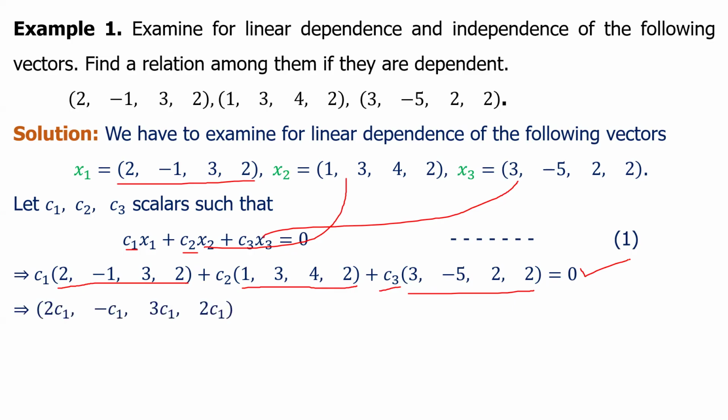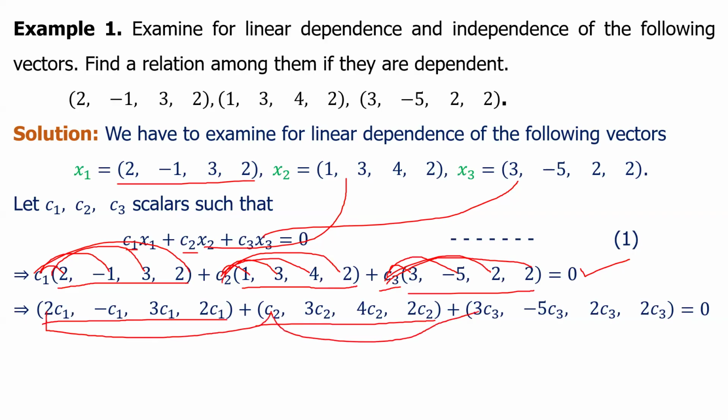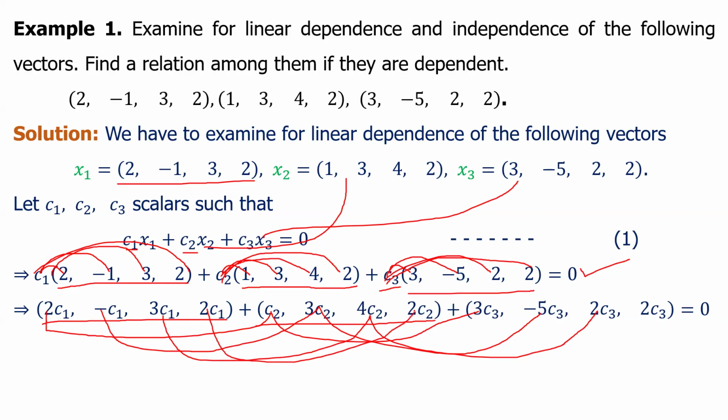Let us simplify it by multiplying. The first part is 2c1, minus c1, 3c1 and 2c1. Similarly, the second part is c2, 3c2, 4c2 and 2c2. Then 3c3, minus 5c3, 2c3 and 2c3. Now there are 4 components, so we add the first entries, then the second, then the third, and at last the fourth entries 2c1 plus 2c2 plus 2c3, which equals 0.